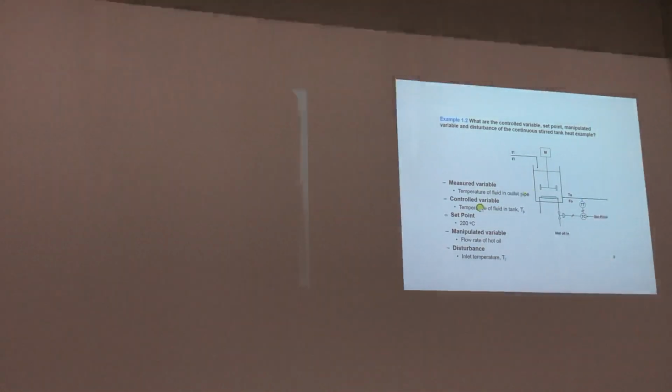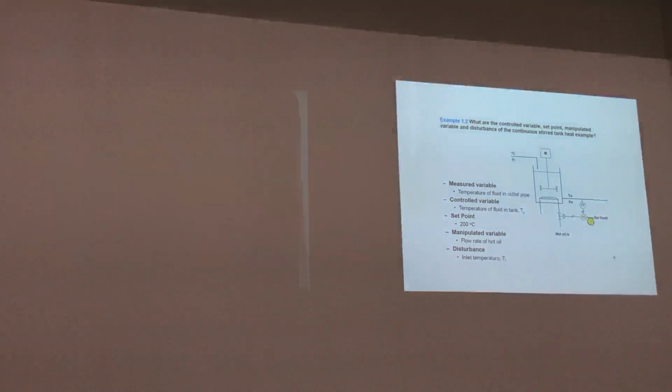And then, what is control variable? Control is the one after I measure, it will transmit to a controller, right? TC stands for temperature controller. So the one that we measure is temperature. The one that we control is also the temperature of the fluid in the tank. So this is measure. This is control. Set point, of course, will be given in the controller.